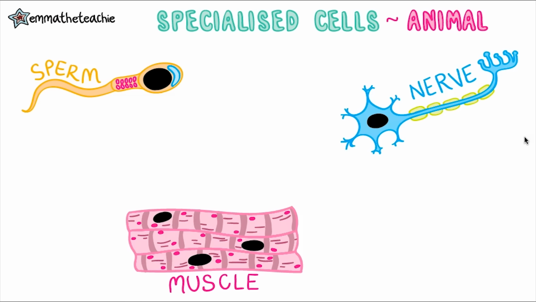We're going to look at 3 specialized animal cells. You need to be able to explain how the structure of a cell relates to its function, so we'll cover this for each cell, and you can expect to be given some information to use for these types of questions. So first up, we've got a sperm cell, and its function is to reach and fertilize an egg cell. Can you spot any structures that would help it do this?